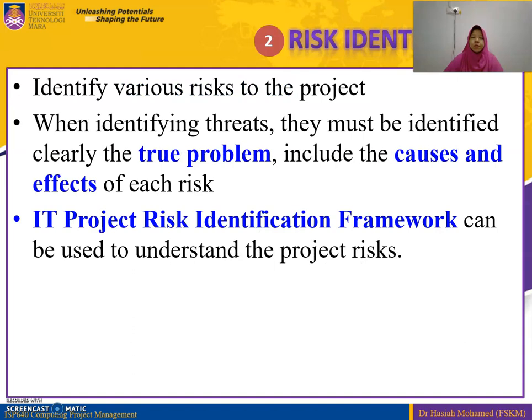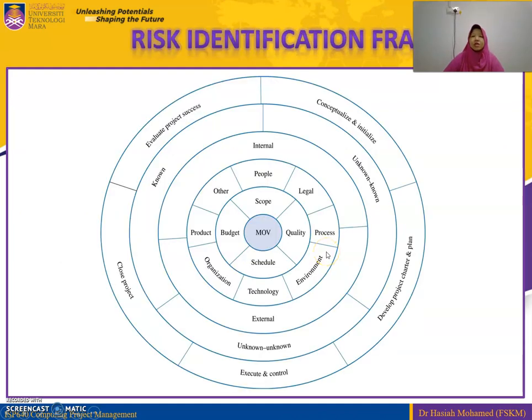Number 2, the risk identification. This is where we identify the various risks to the project. We identify the threats, so they must be identified clearly. The true problem includes the causes and effects for each of the risks. An IT project risk identification framework can be used to understand the project risk. So let's take a look at the risk identification framework.